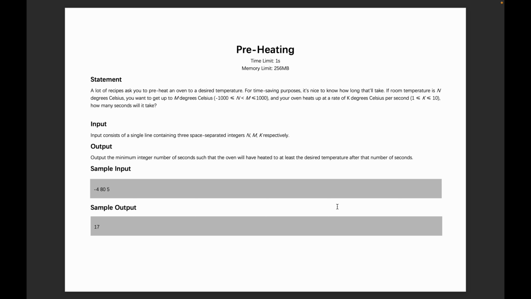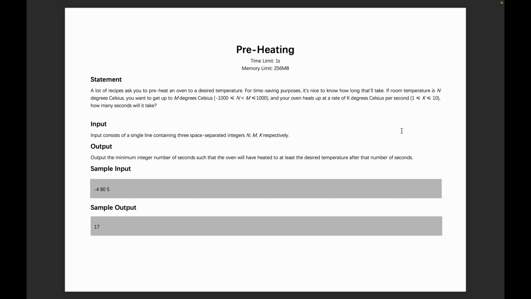Input. Input consists of a single line containing three space-separated integers n, m, and k respectively. Output. Output the minimum integer number of seconds such that the oven will have heated to at least the desired temperature after the number of seconds.